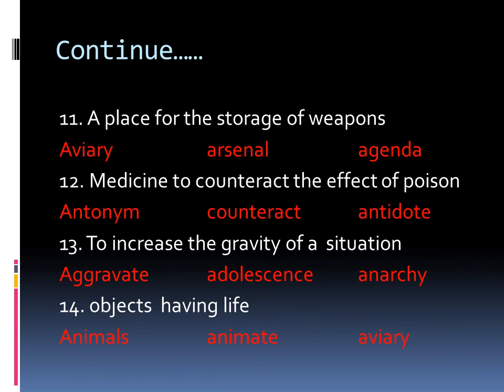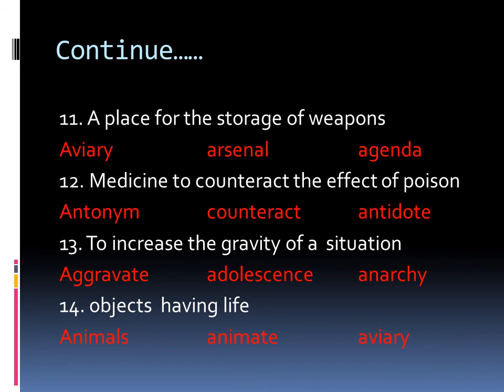Medicine to counteract the effect of poison. Can it be antonym? No, antonym means opposite in meaning. Yes, it is antidote. Medicine to counteract the effect of poison. Antidote. To increase the gravity of a situation. Yes, aggravate. Aggravate means to increase the gravity of a situation.